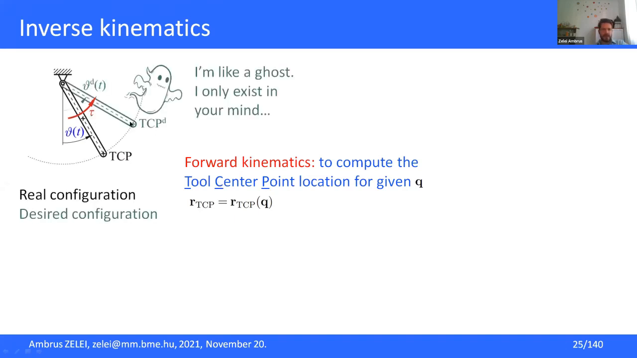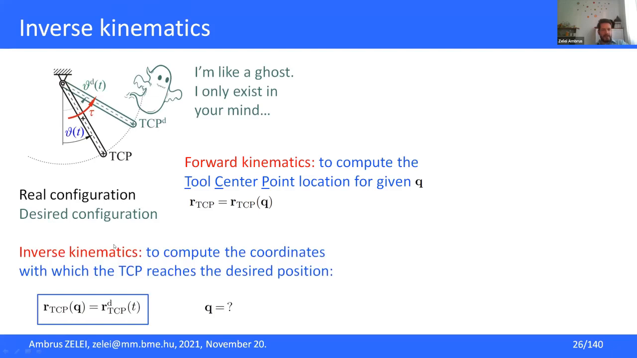So there is a trajectory, which is the so-called desired trajectory or desired tool center point position, which does not exist in reality. So this is what we want to do or achieve. So it just exists in our mind. That's why there's a ghost here, because it's not existing in the real physical world. We just imagine a trajectory of the desired position of the tool center point.